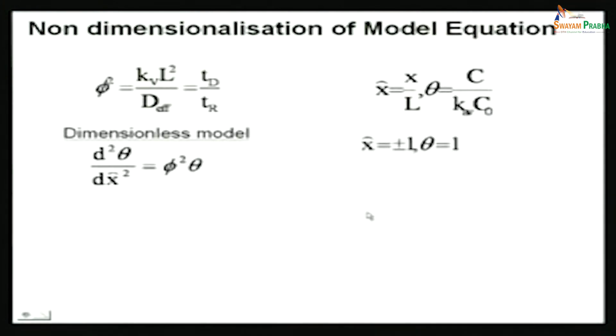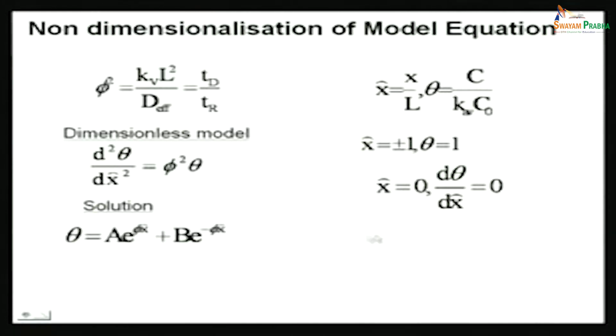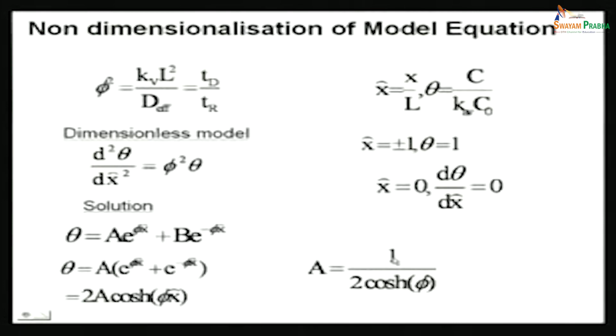So, this is my dimensionless model, and my dimensionless boundary conditions are very straightforward. At x equals plus minus 1, you get theta equals 1, and at x equals 0, del theta del x equals 0. So, this is very straightforward, and the solution is also something I discussed. But I think it's always best to write it as a cosine hyperbolic and a sine hyperbolic, because it's much easier.